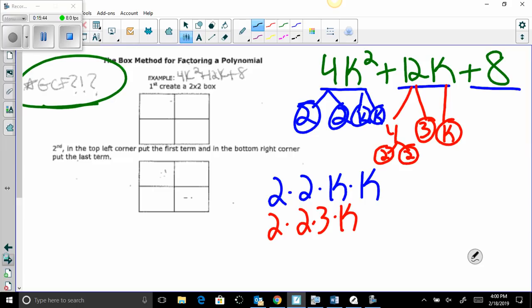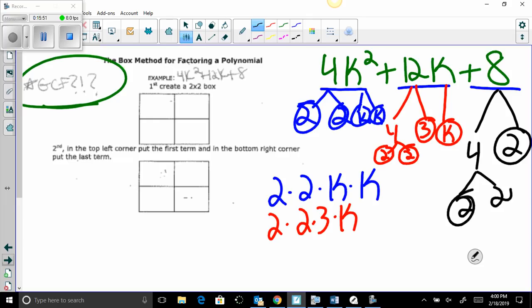Last one, and then we'll see what they have in common. 8. What's that break into? 4 and 2? 2 is prime, so circle it. 4 breaks into 2 and 2. So I just get 3 2's here.